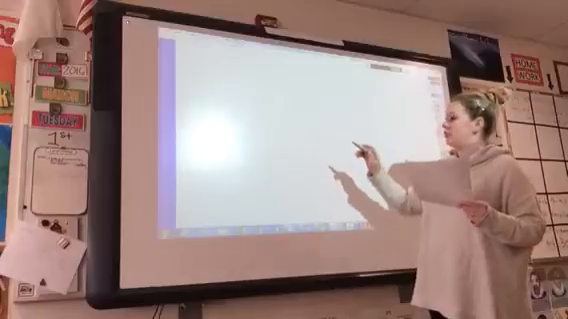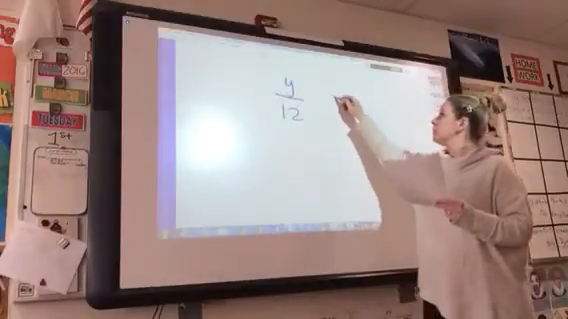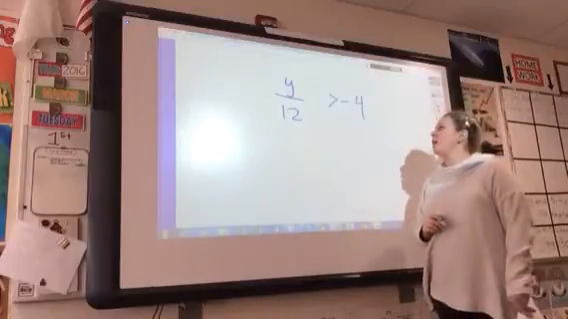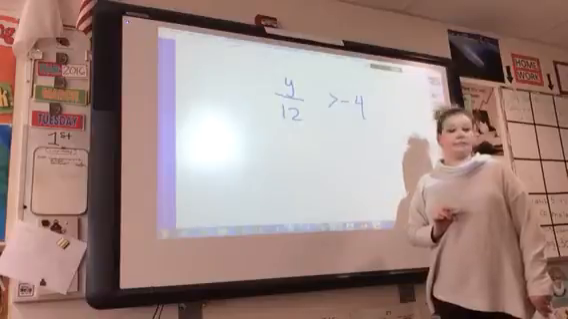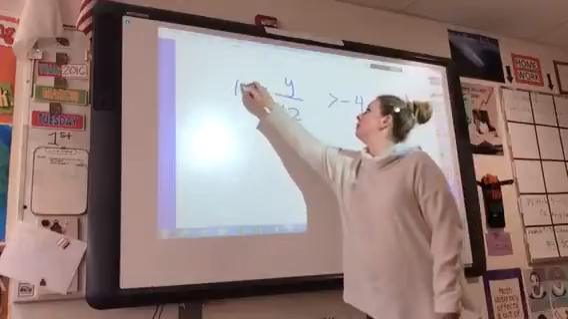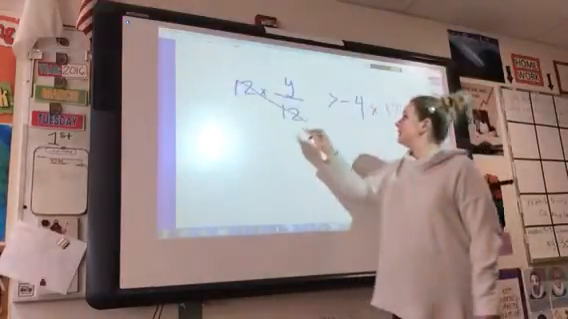All right, next one we have is solve each inequality. Again, we're not having to graph, we just are solving. So here's the first one. We're solving for y, so how do we get y by itself? Multiply by 12. Okay, so this is y divided by 12, so I'm going to multiply by 12 on both sides.